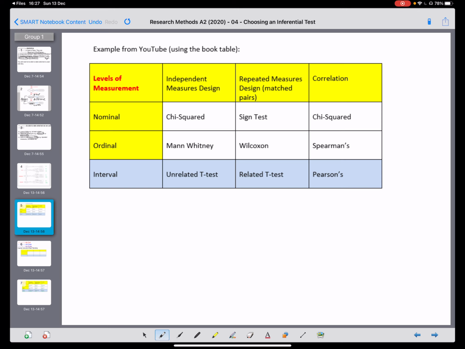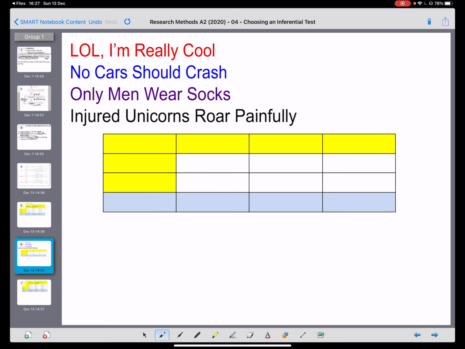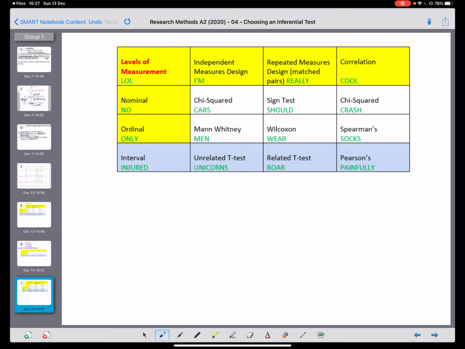And so how do we remember this? Well, we can perhaps use a couple of phrases. Now, of course, I'm trying to make a little bit of fun of this. So we can remember 4 phrases, hopefully. Lol, I'm really cool. No cars should crash. Only men wear socks. And injured unicorns roar painfully. Now, if I can remember those 4, I can fill in my table.